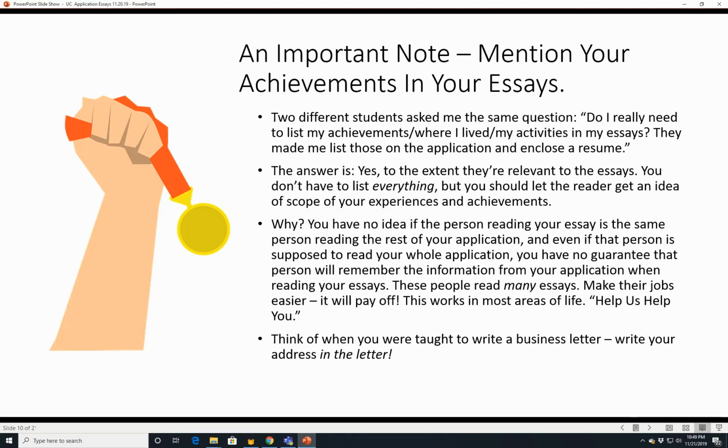Why? Because you don't know if the person reading your essay is the same person reading the rest of your application. And even if that person is supposed to read your whole application, you have no guarantee that that person is going to remember the information from your application when reading your essays. These people read many essays. It's going to be hard for them to keep that information accessible while they're reading your essays.